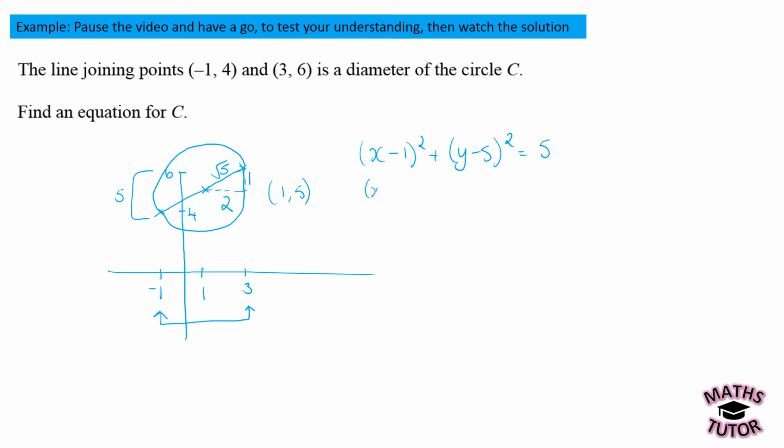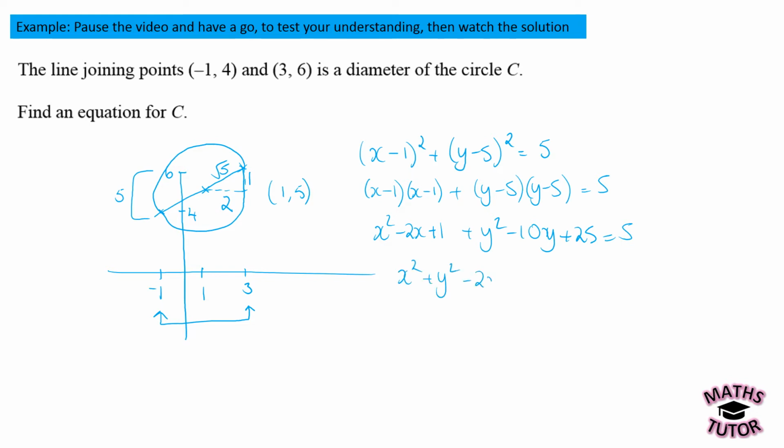So if we do (x minus 1) squared plus (y minus 5) squared is equal to 5, you're going to get x squared minus 2x plus 1 plus y squared minus 10y plus 25 is equal to 5. Then you're going to have x squared plus y squared minus 2x minus 10y, and then putting all the numbers together, you're going to have 1 plus 25 and then minus that 5 is going to give you plus 21 is equal to 0.